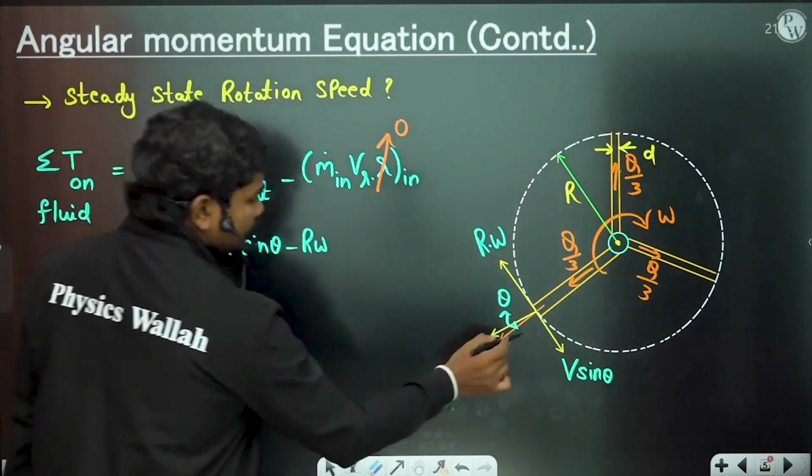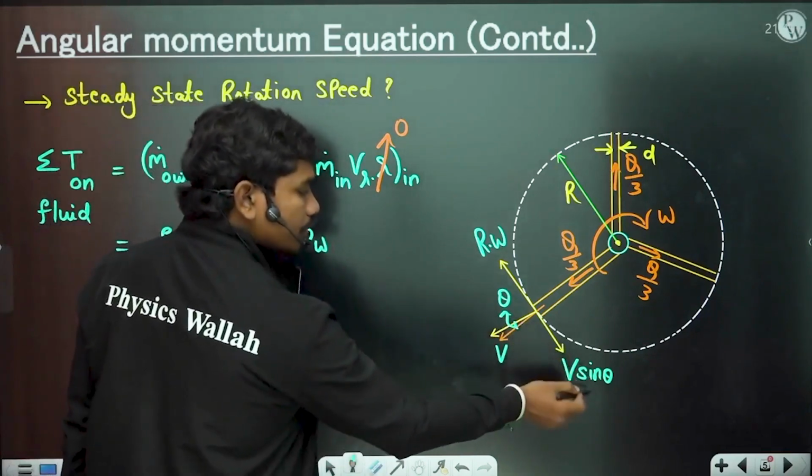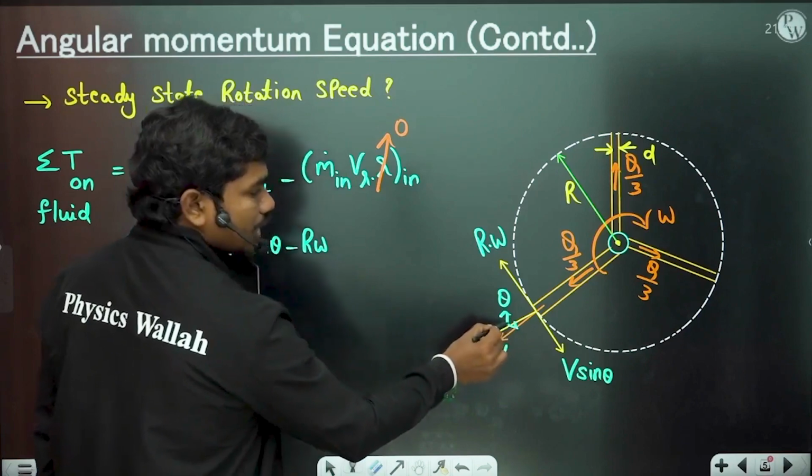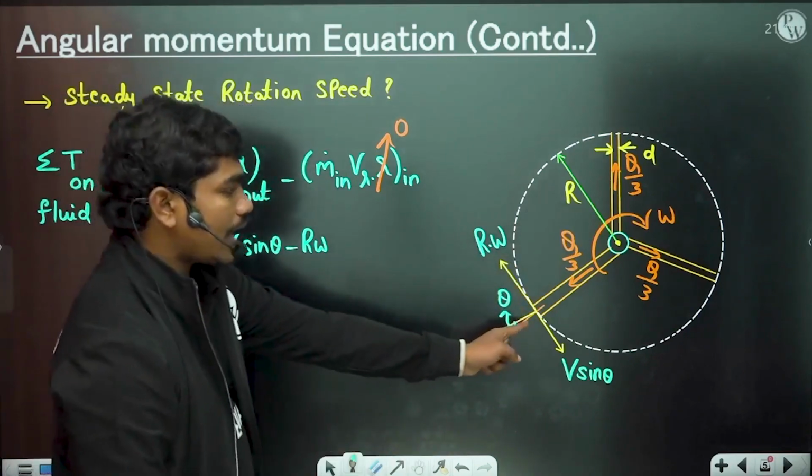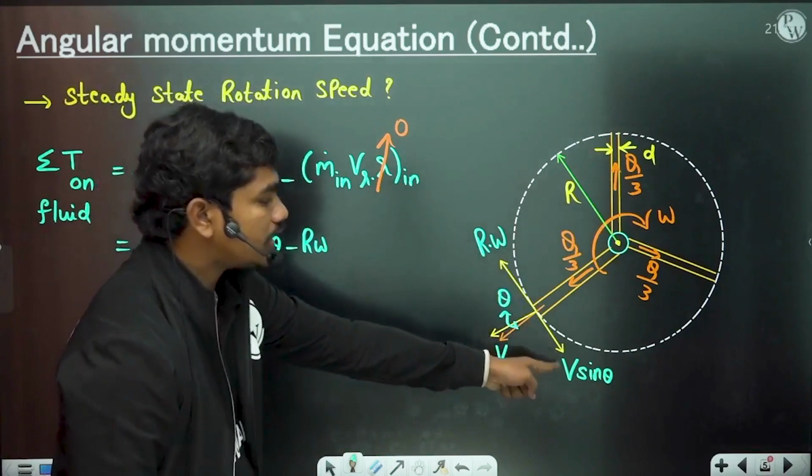Let us suppose I define the angle with respect to this, then this becomes V cos theta. Here I have taken the angle theta between the flow direction and the radius. If you take the angle between the flow direction and the tangent as theta, then this will be V cos theta.